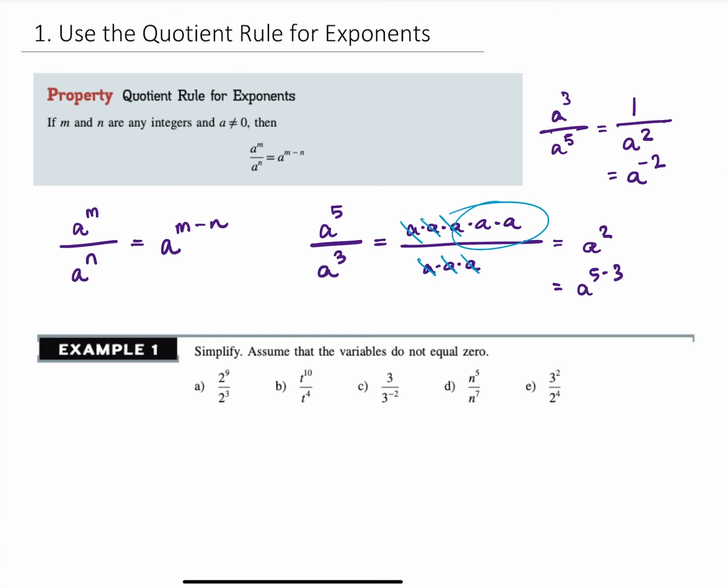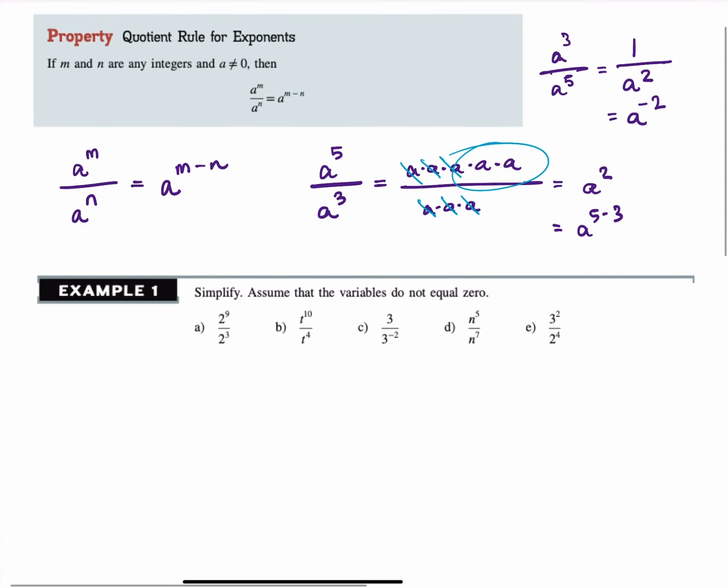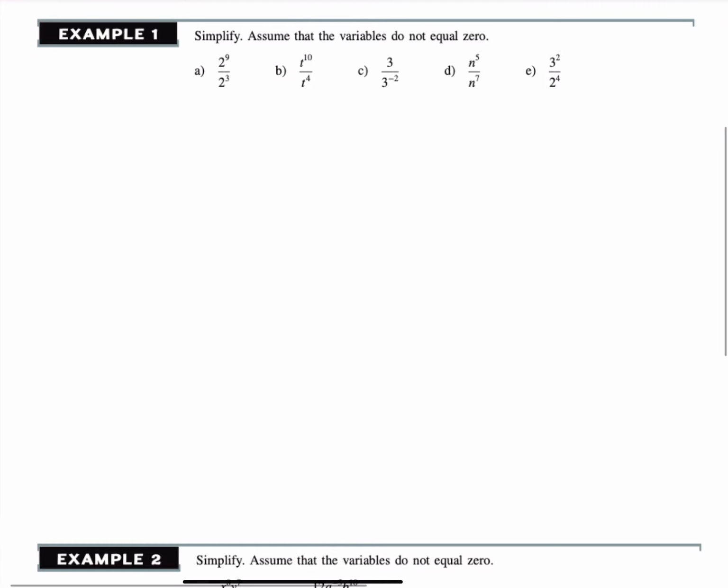So let's go through a few specific examples here. Part A, we have 2 to the 9th divided by 2 cubed. The base is the same, so we can write this as 2 to the power of 9 minus 3, or 2 to the 6th power, which is equal to 64.